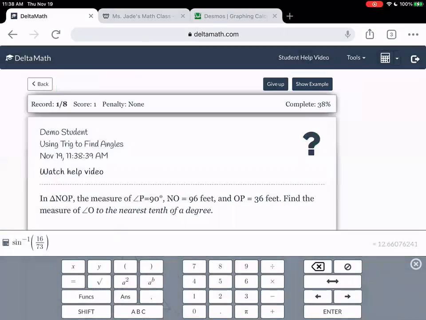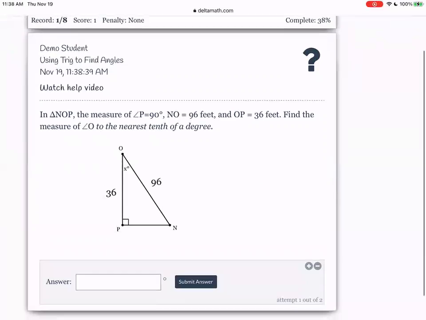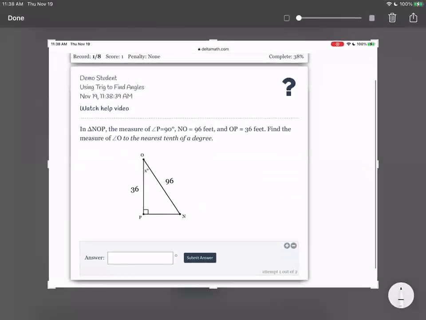Let's do another one. Triangle NOP. They gave us the measurements. Find the measure of angle O to the nearest degree. So here's O. They labeled it with an X. That's totally fine. We need to figure out, are 36 and 96 the opposite, adjacent, or hypotenuse? Let's figure them out. 96 is directly across from the right angle. That makes it the hypotenuse. And then the 36, it shares a side with the angle X, which means it's the adjacent.